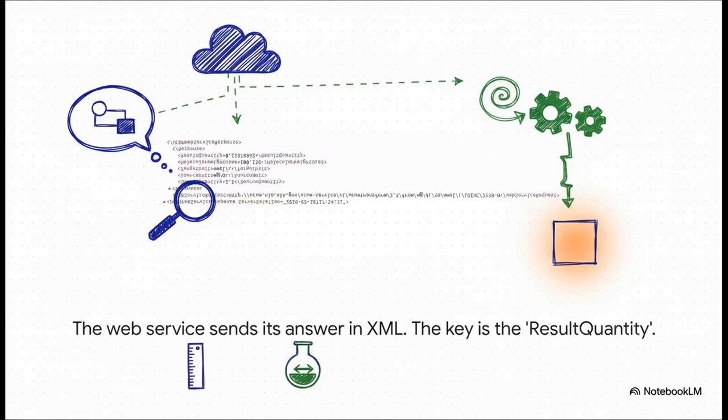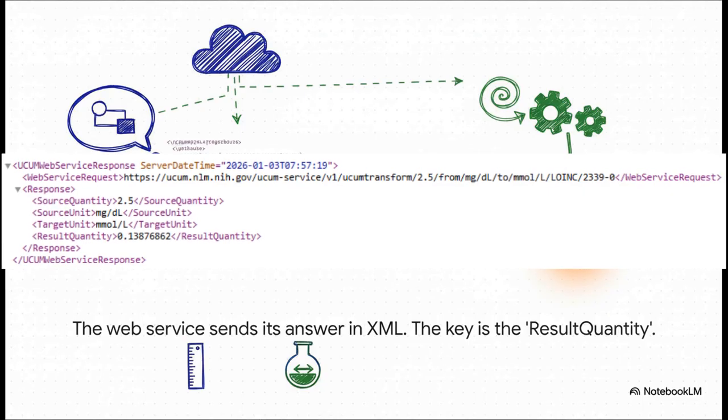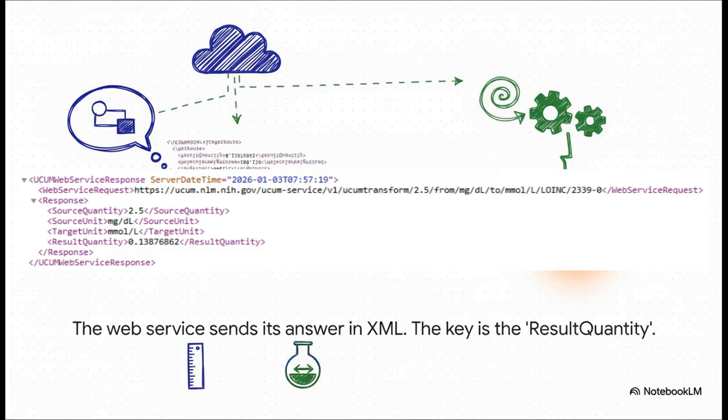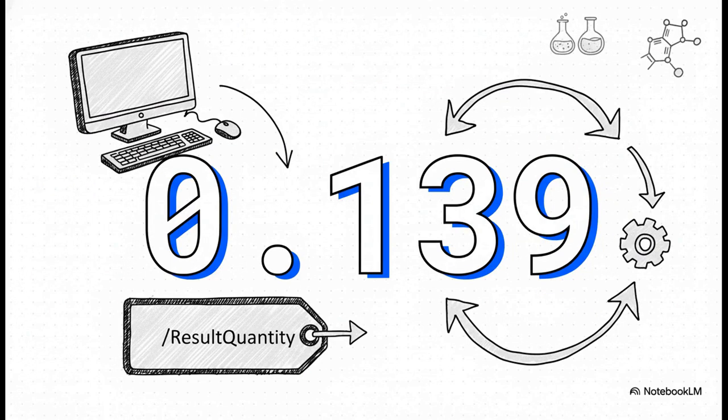And here you can see it in action. A tool sends a request to the web service asking it to convert 2.5 milligrams per deciliter of glucose using its unique LOINC code. The service then shoots back this block of code. Now, I know, it looks a little complicated, but it contains one simple, absolutely crucial piece of information. And that crucial piece of information is this number right here, 0.139. The computer program just grabs this value from inside a tag called result quantity, and boom, the conversion is done. No lookup tables, no manual calculations, just an instant, perfectly accurate answer.